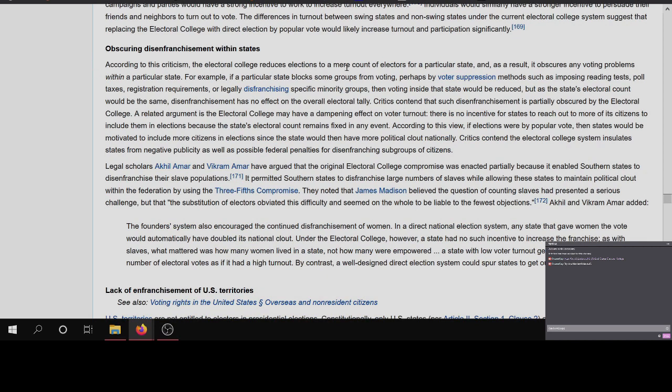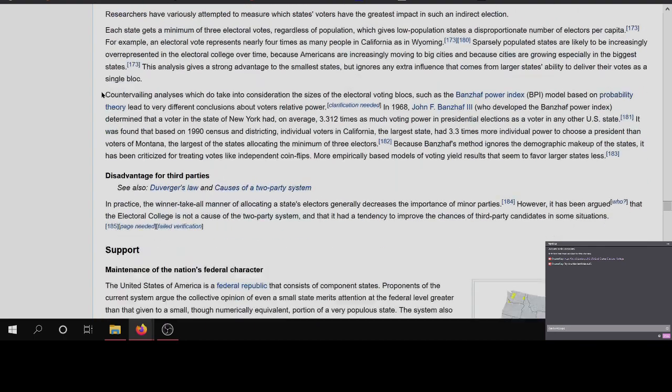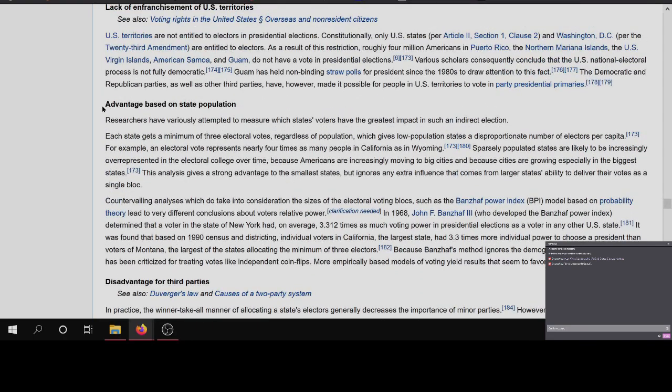Yeah, the Electoral College reduces elections to a mere count of electors for a particular state, and yeah, we gotta move on. Like an infringement on U.S. territories. U.S. territories are not entitled to electors in presidential elections. Yeah, that's a shame. Advantages based on state population.